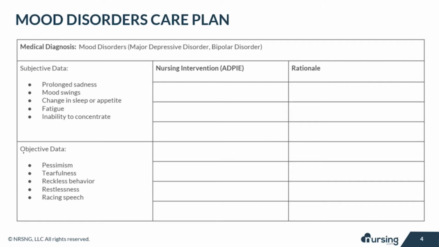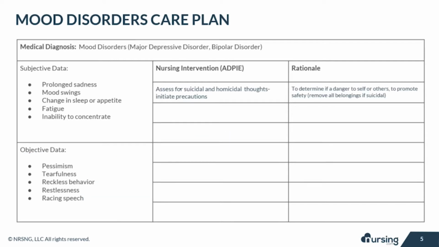Now let's look at our objective data. So you may notice that your patient is being very pessimistic or negative about things, or even really tearful when they're talking about things, especially when they're in a depressive episode. A patient that is bipolar might show some really reckless behavior. They might start doing things that they wouldn't usually do, like having unprotected sex with multiple people. They might become very restless and have racing speech. And this would all especially be when they're in a manic episode.